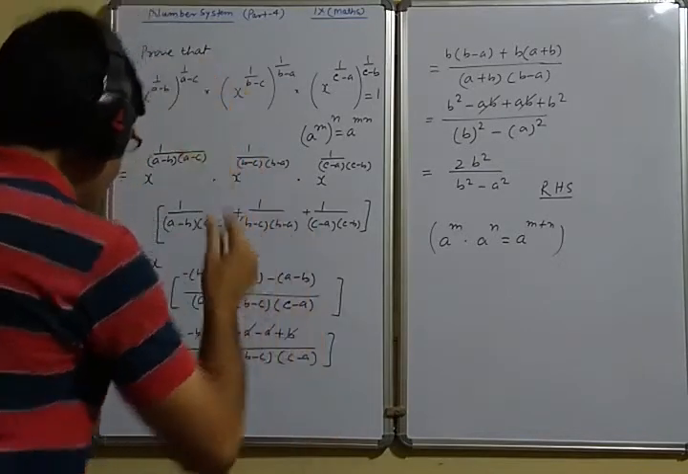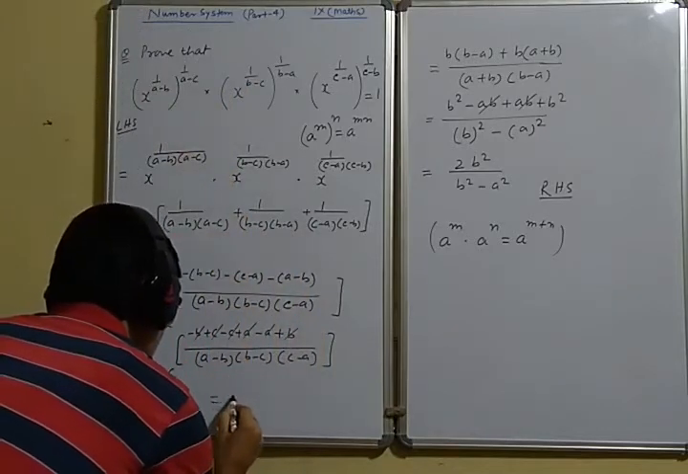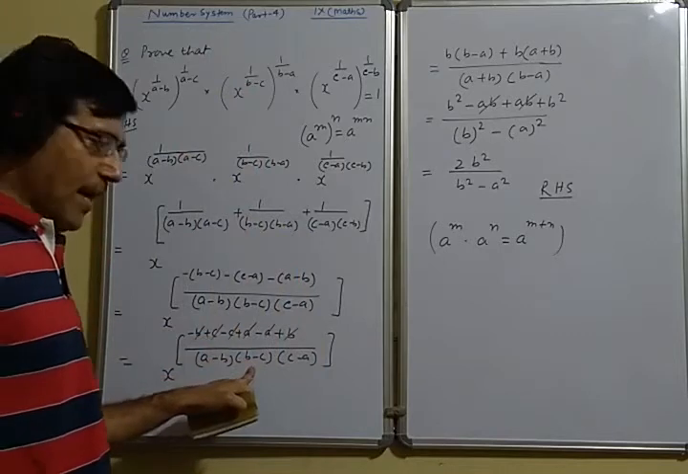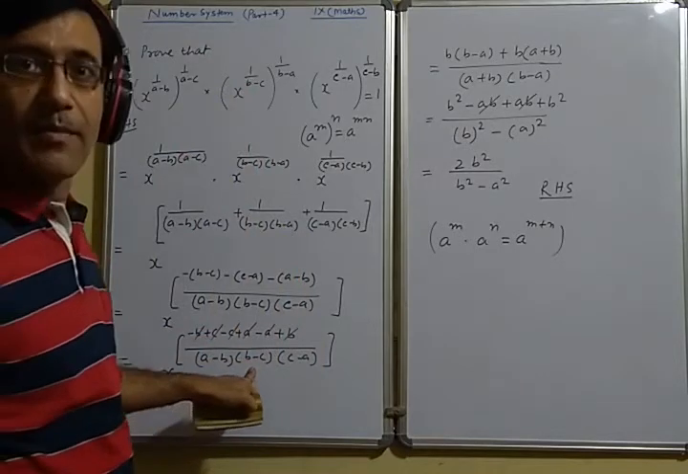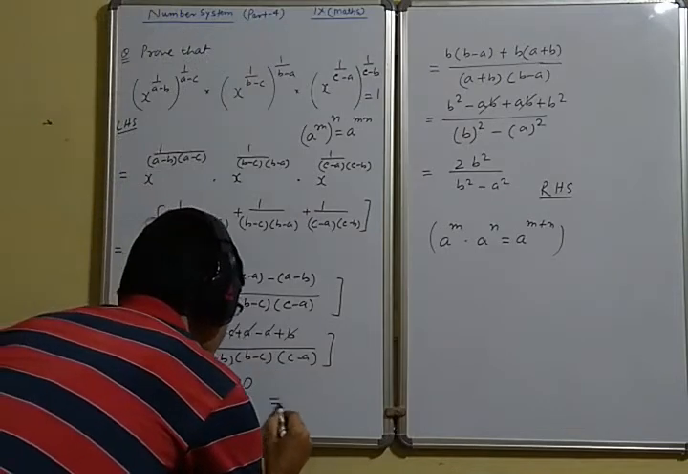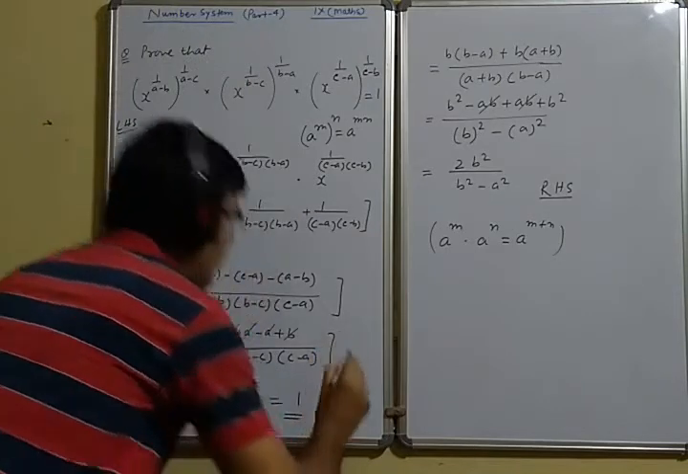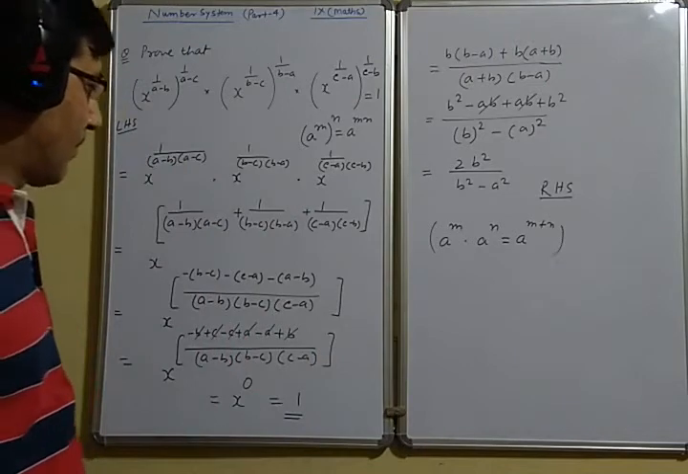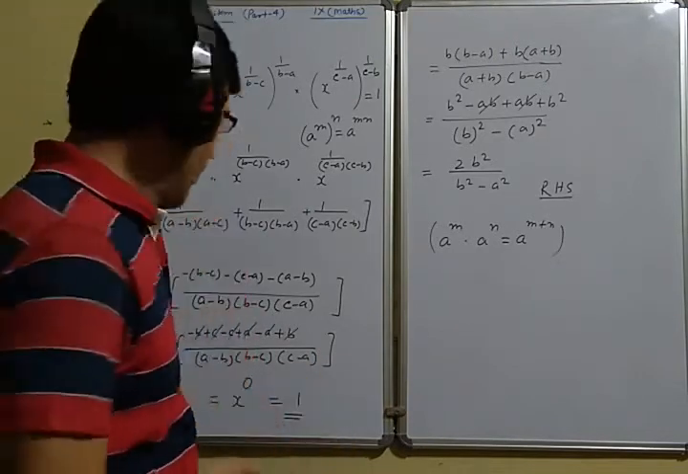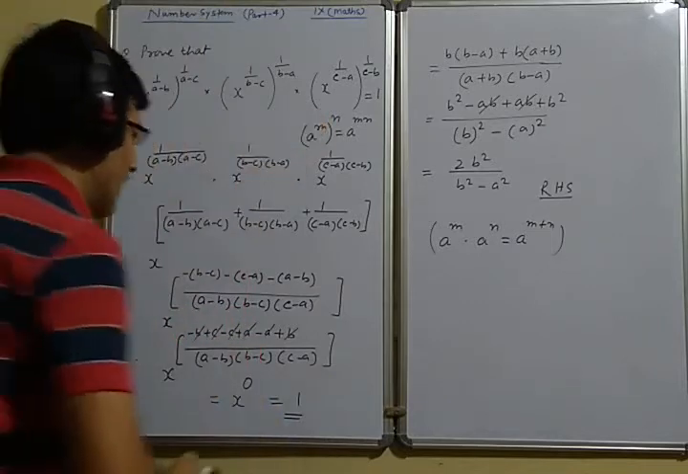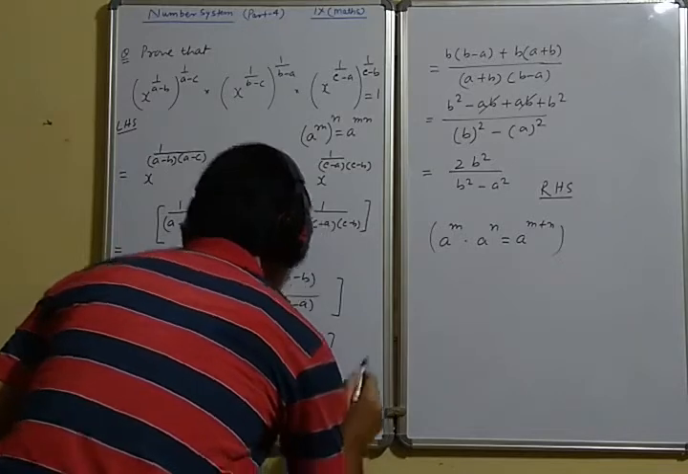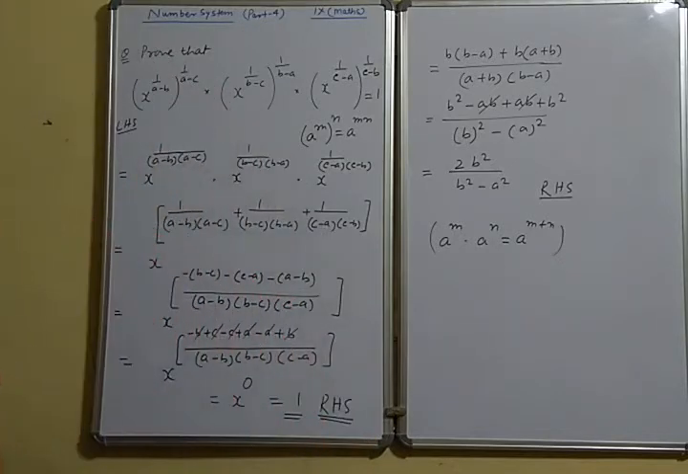So it becomes x raised to power 0 upon any factor. 0 upon any factor becomes 0. So it becomes x raised to power 0, which is the same as 1. We have a property: a raised to power 0 becomes 1. So this becomes 1, which is the right hand side. So this is our required solution.